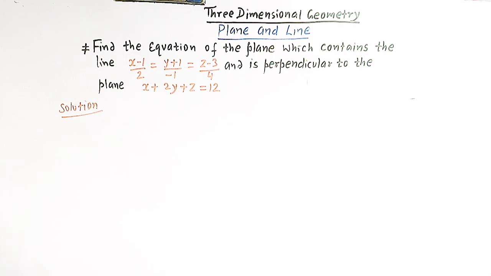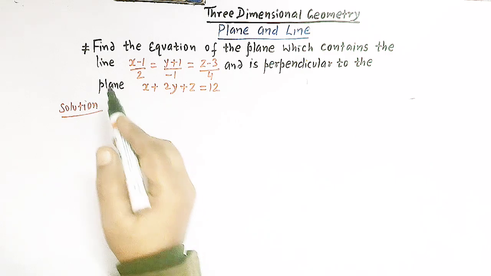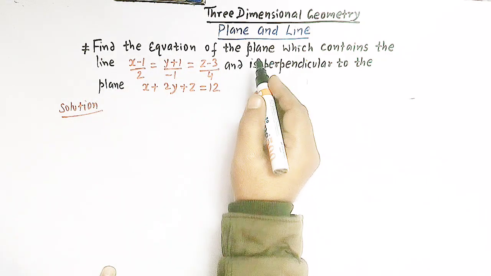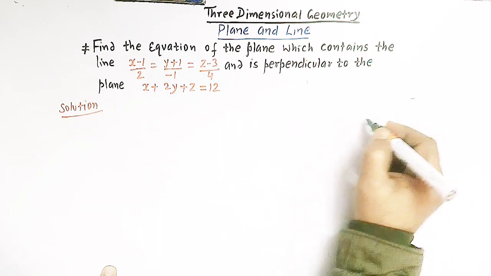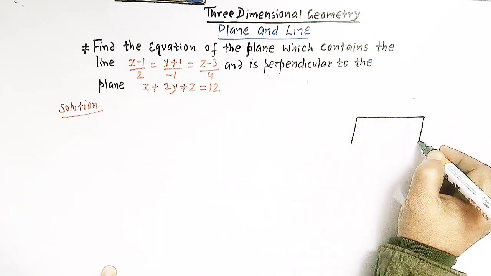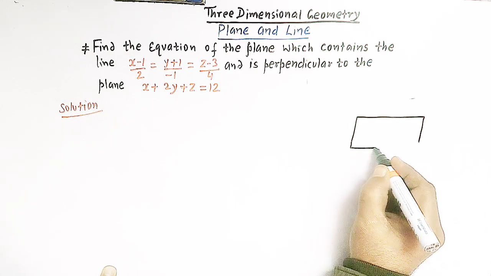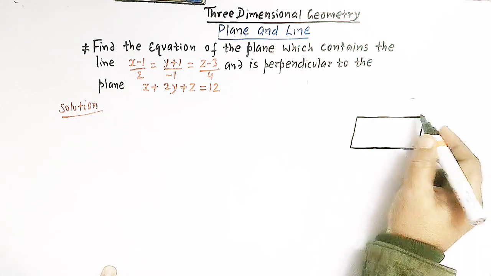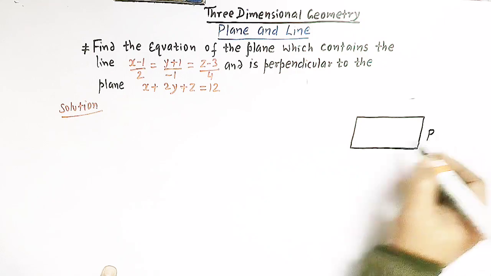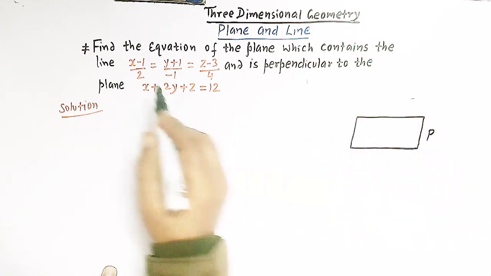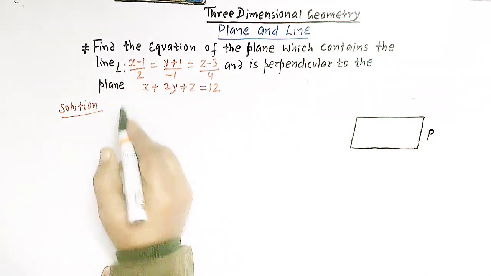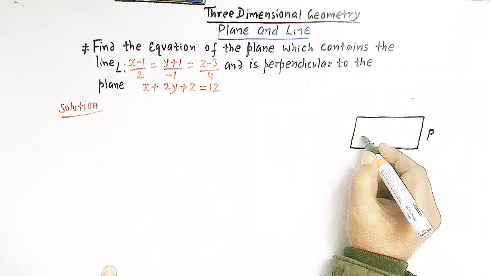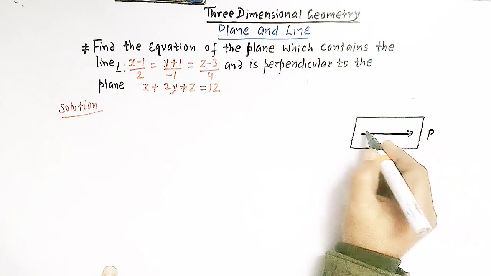So now let us first understand this problem with the help of a rough diagram. We have to find the equation of a plane which contains this line, so let us draw the plane like this. Suppose this is the plane whose equation is to be determined, and let us take this plane as plane P. This plane P contains this line. Suppose this line is denoted by the capital letter L. So here we have the line L.